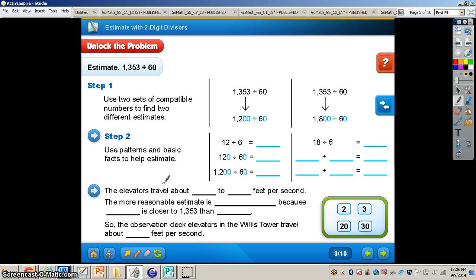Now the pattern that we see at the top is that the number of zeros in the quotient is found by subtracting the number of zeros in the divisor from the number of zeros in the dividend. So we can take a look at that.